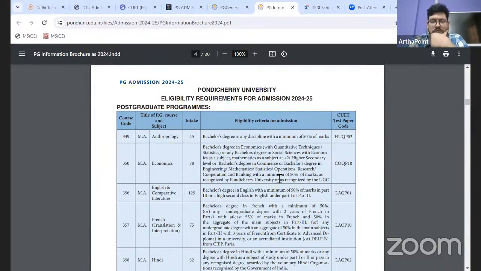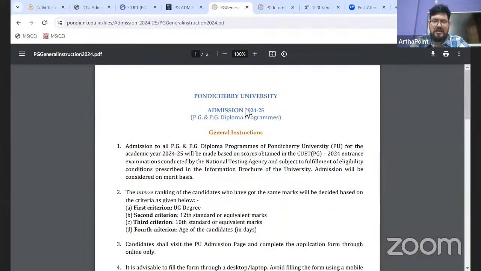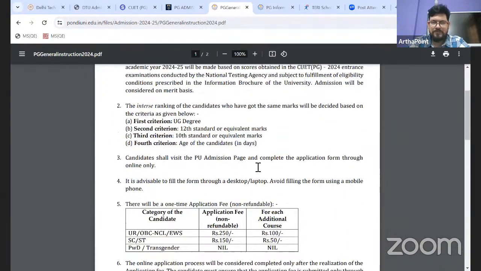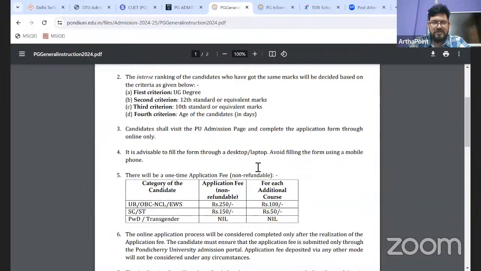ठीक है. So yeah, but हाँ, यहाँ पे especially in this one, bachelor's degree in social science with economics subject, mathematics at +2 level is mandatory. तो जो maths का element है, that is applicable only for the students coming from a social science background with economics as a subject. So overall, as per the eligibility criteria of Pondicherry University, almost all stream students are eligible. Also, even if you don't have a +2 maths, then also you're eligible. Cool. So this is about the eligibility. Now coming to the official notification page of this. Okay.